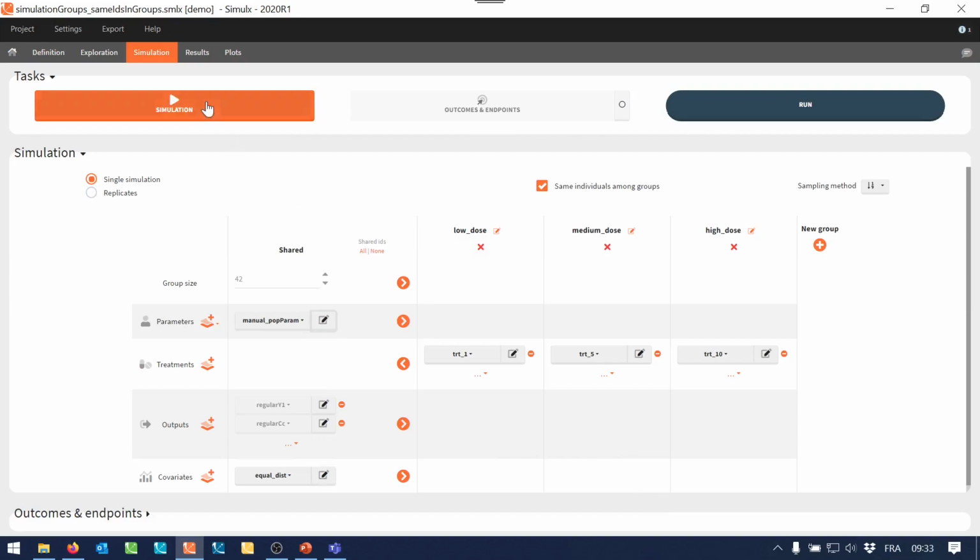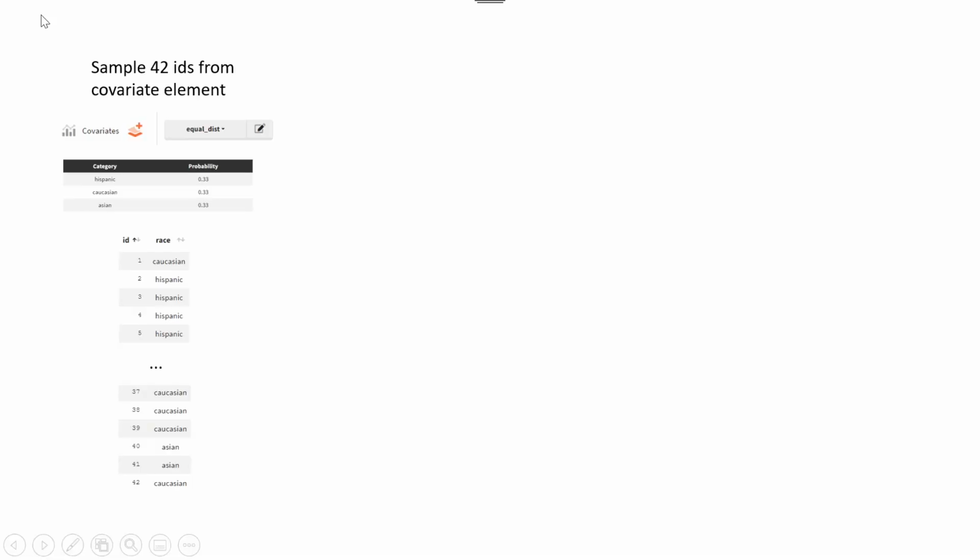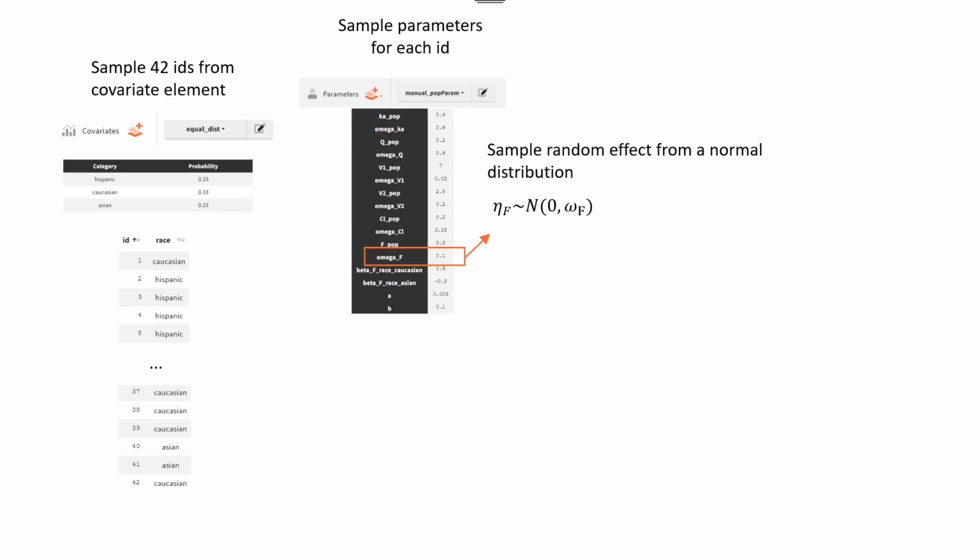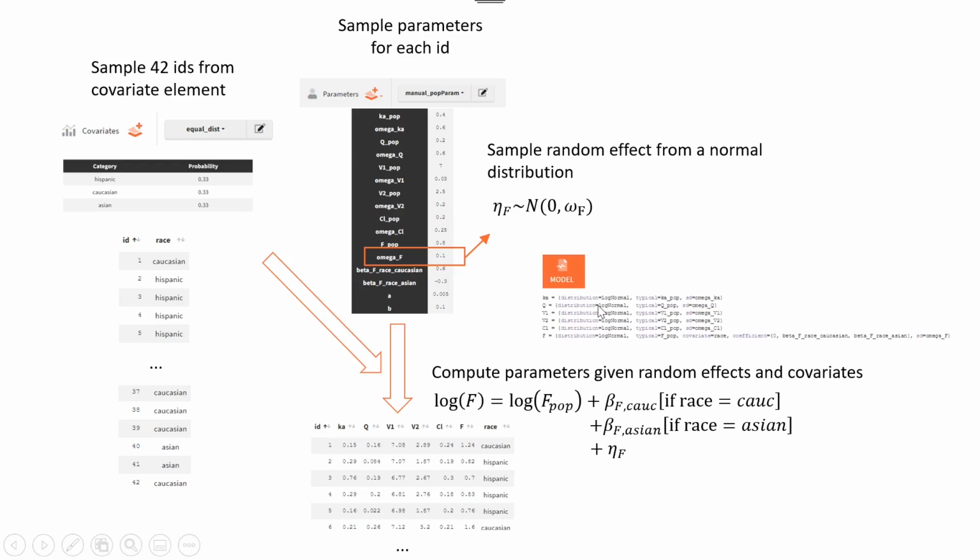Let's see what Simulx will do when I click on Simulate. To generate the 42 individuals, we sample covariate values based on equal probabilities for the 3 race categories. We then sample parameters for each individual. For this, we pick random effects, eta, from a normal distribution, and we compute the individual parameters using the distribution defined in the model, the covariate values, and the random effects.